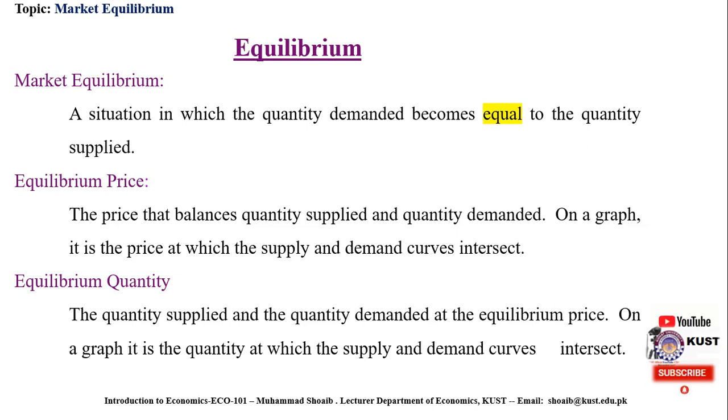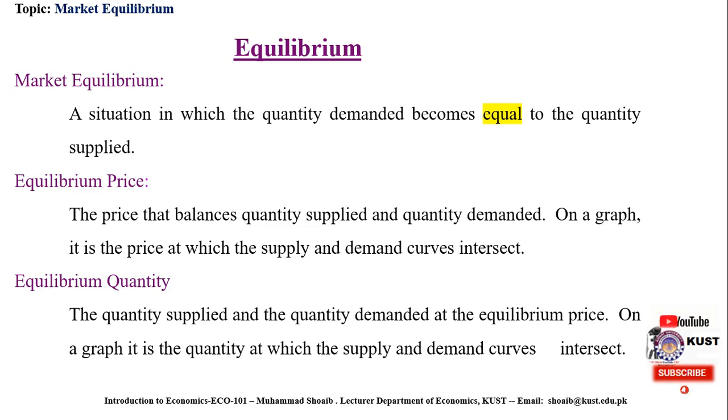Equilibrium price is the price that balances quantity supplied and quantity demanded. The price on which both the buyer and the seller agree. So that price is basically the equilibrium price. The factor that brings equilibrium in the market is basically the price. The price is the factor that brings equilibrium in the market.